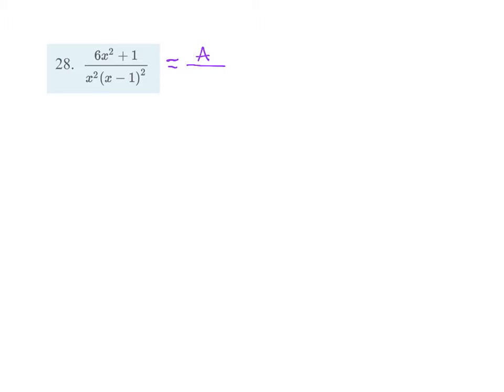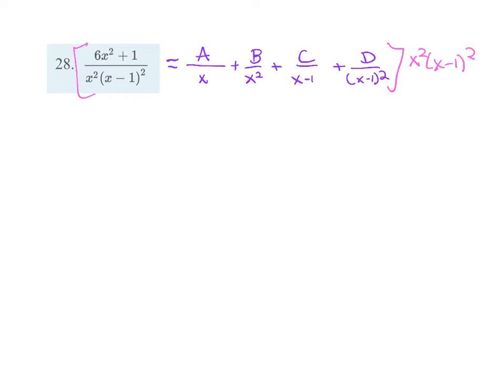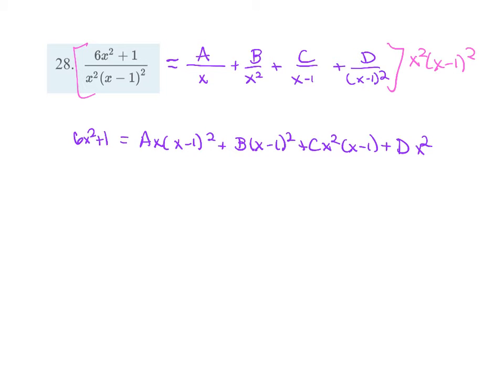So we're going to write it with constants: A over x plus B over x squared plus C over (x minus 1) plus D over (x minus 1) squared. Now we multiply by the LCD, x squared times (x minus 1) squared. So we will have 6x squared plus 1 equals A times (x minus 1) squared plus B times (x minus 1) squared plus C times x squared times (x minus 1) plus D times x squared.